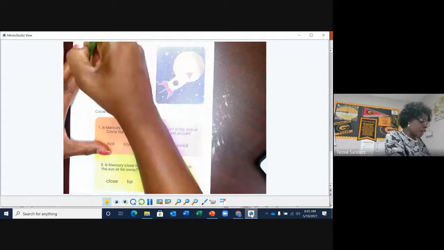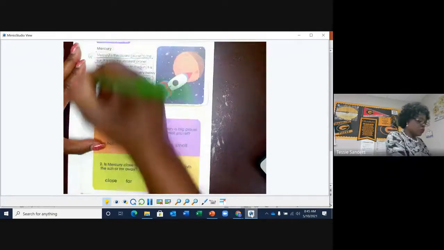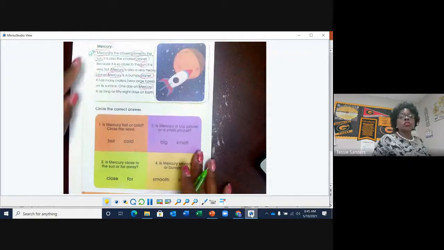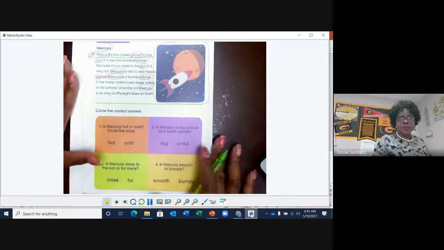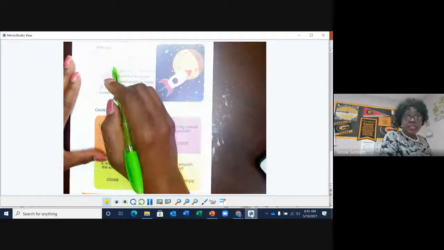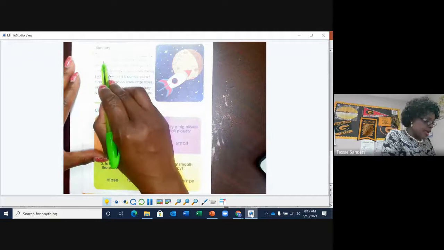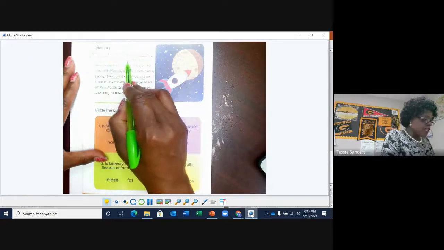So we will write capital Q, period, 2. This stands for question 2. You do what Professor Madlock does. Let's keep reading. It is also the smallest planet.